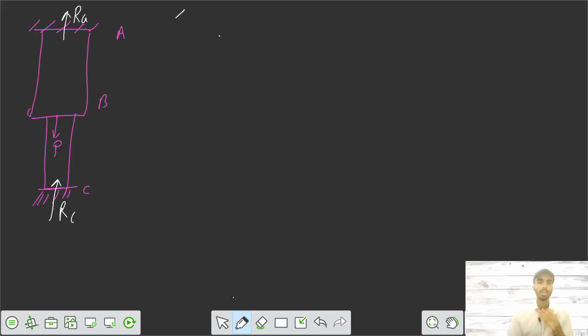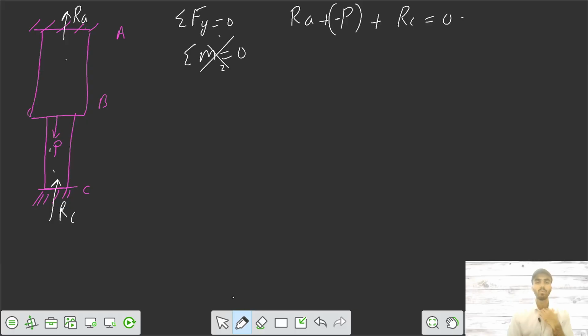Summation of forces in Y equals 0: RA upwards plus P downwards plus RC upwards equals 0. We can't use summation of moments equals 0 because all three are in the same line. Summation of Fx is also 0, since there's no horizontal force, so we can't use that equation.